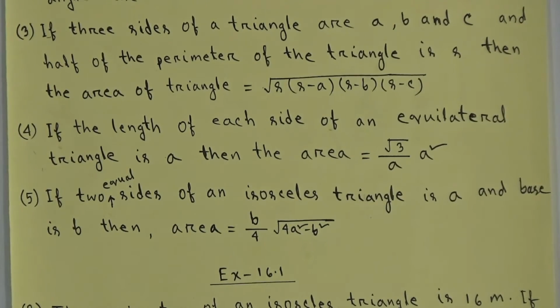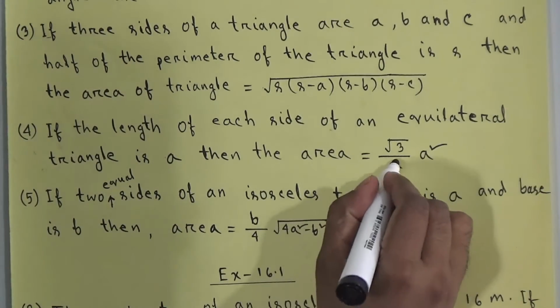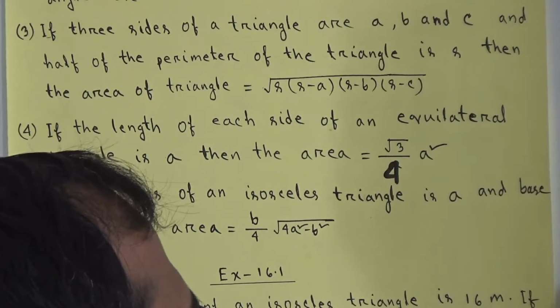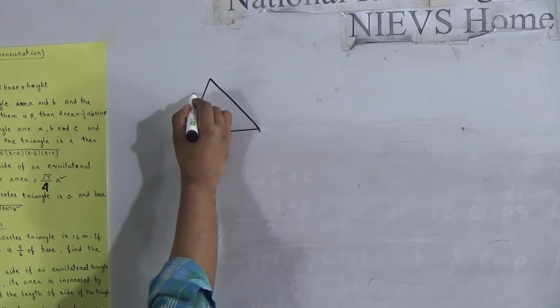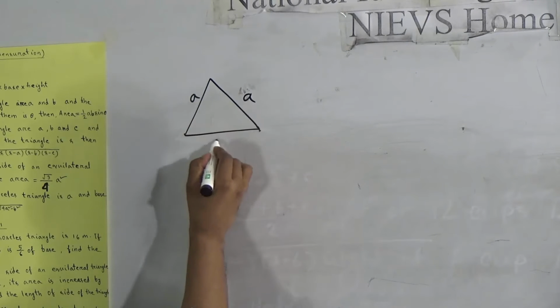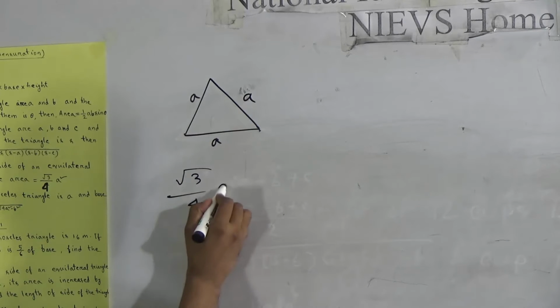Okay, dear students, now we will discuss the fourth formula. Here the formula is, if the length of each side of an equilateral triangle, that means all sides are equal, is A, then its area will be root 3 by 4 A square. Suppose that this is an equilateral triangle, all sides are A, then its area will be root 3 by 4 A square.